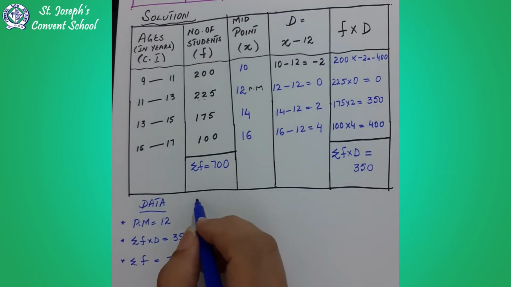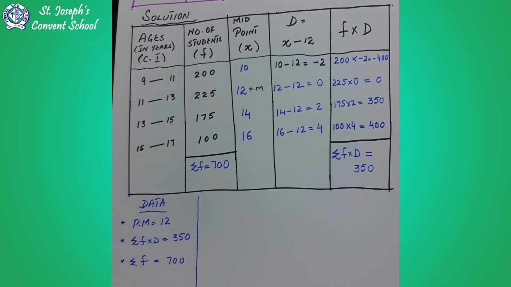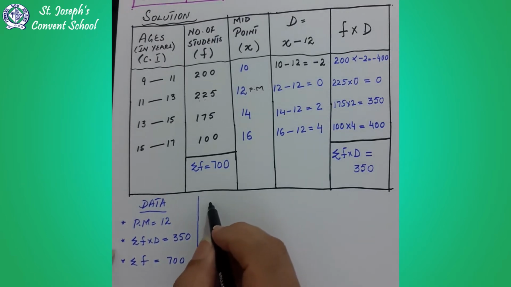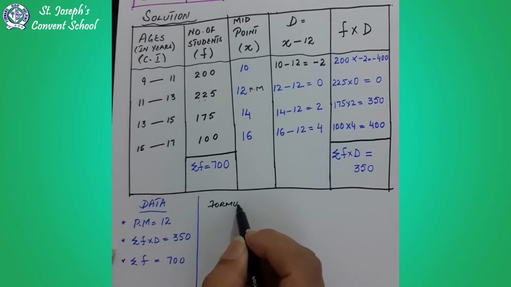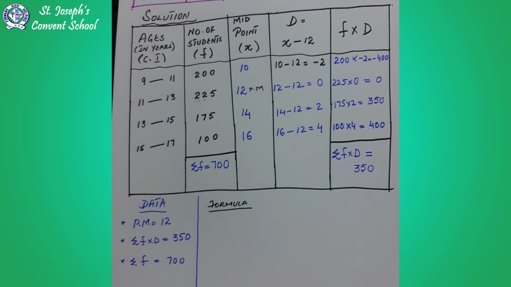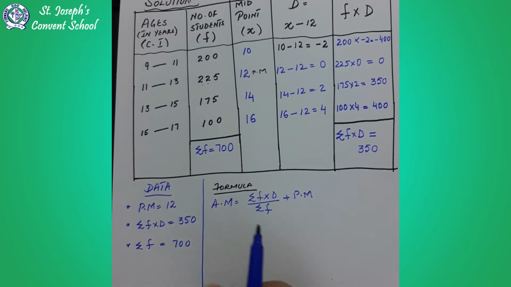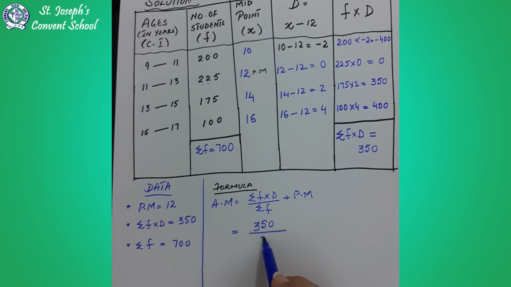Now we are going to find the solution. We will write down the formula of the shortcut method. Arithmetic mean AM equals sigma F into D upon sigma F plus PM. This is the formula. Now we are going to put the values one by one. We know that sigma F into D is 350, so it is 350 divided by sigma F, which is 700, plus PM, which is 12.